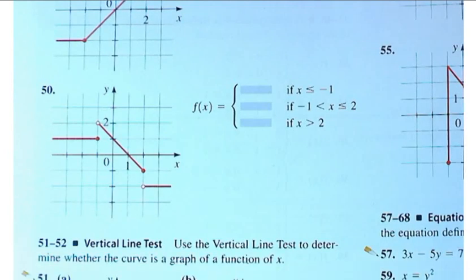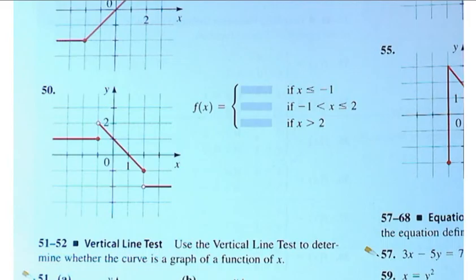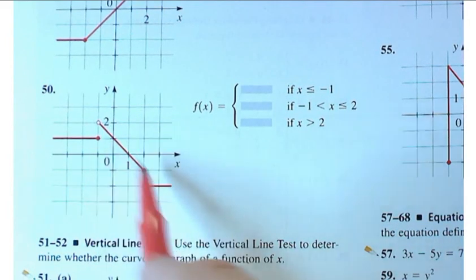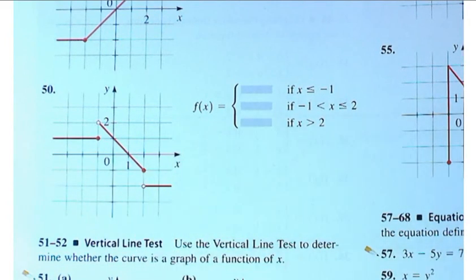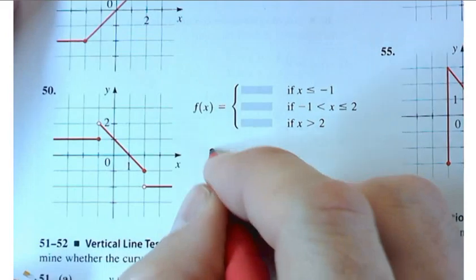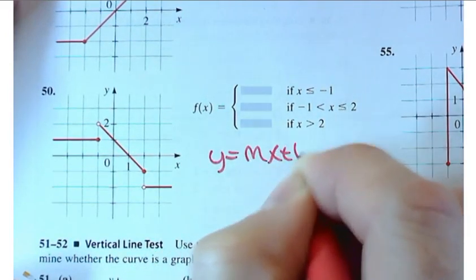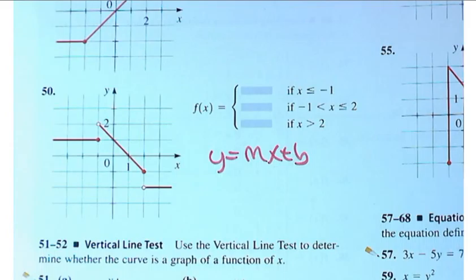Oh, actually, that should have been a -1 here. I need the equation of this line. Well, I guess we can find it this way: y equals mx plus b. That's stuff we're going to review later, but it doesn't hurt to look at it now.